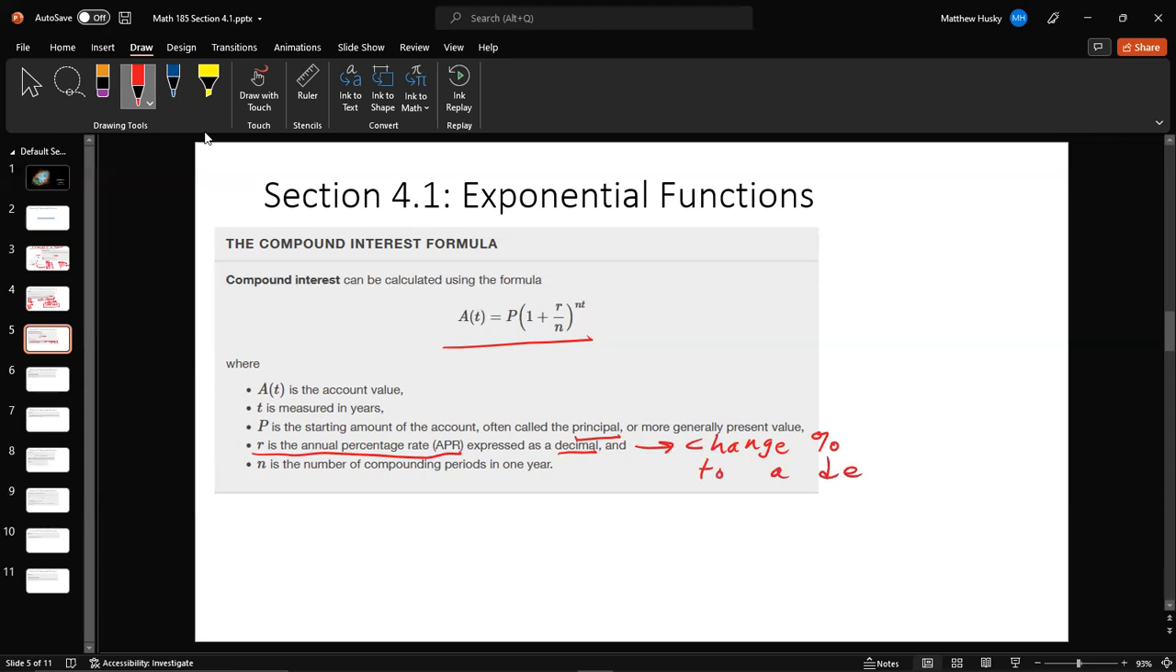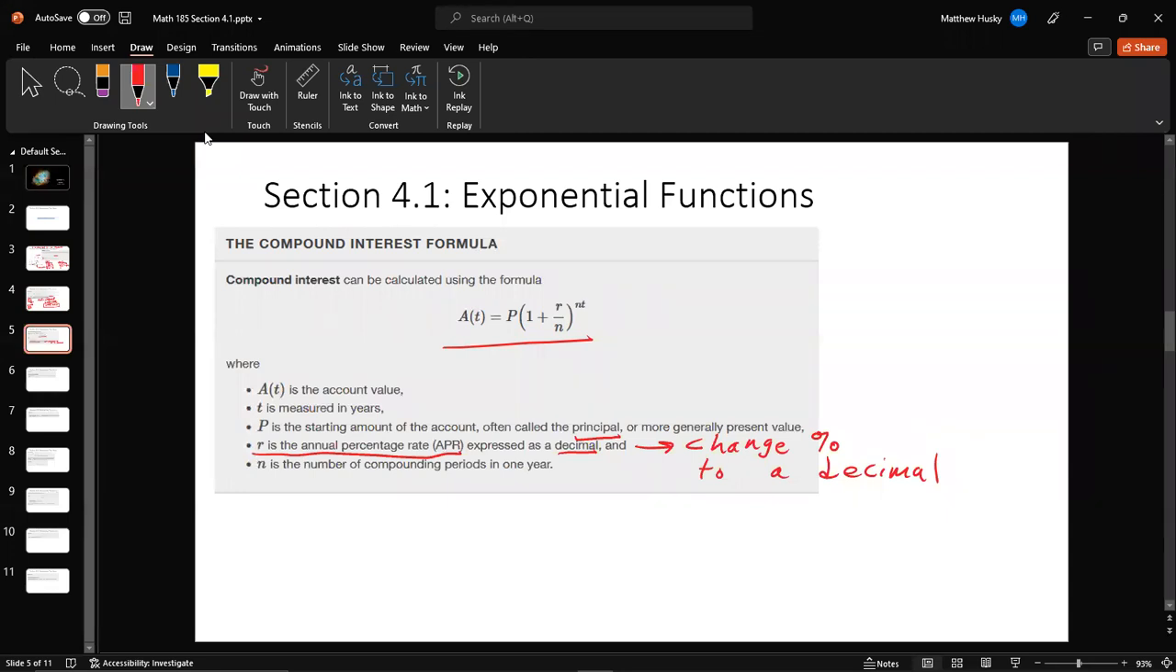And we'll get into how you do that in a little bit, but just know that that's what R is. It's the rate that they quote you. And then there's N, which is the number of compounding periods in 1 year.